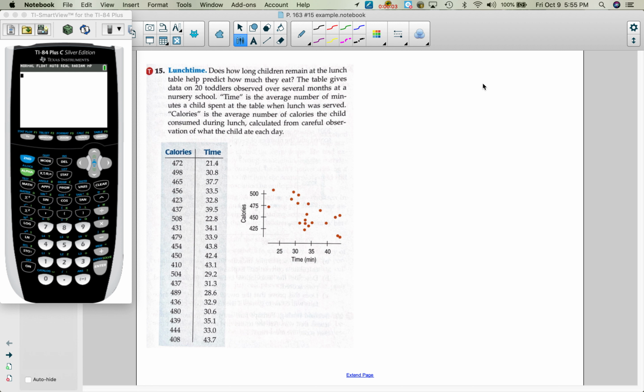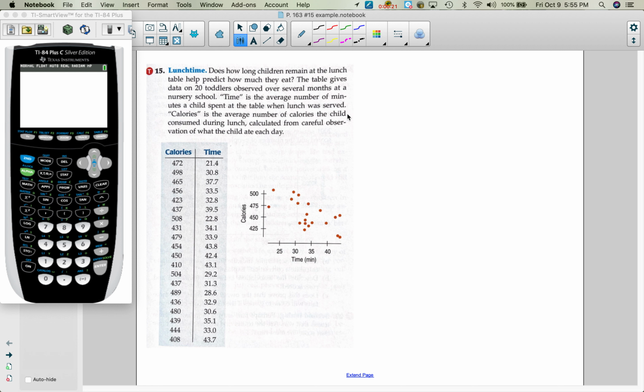Okay, I wanted to do an example. This example is on page 163, I think, in your textbook. Yeah, 163, number 15. And I wanted to go through a problem. I'm going to enter the data in the calculator. I already have mine entered, but you'll want to get your calculator out and do that.